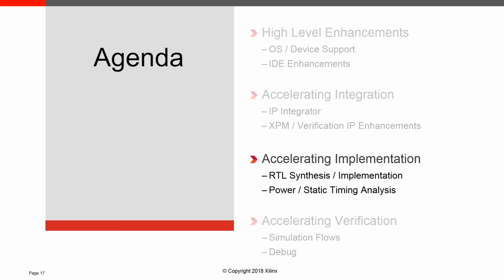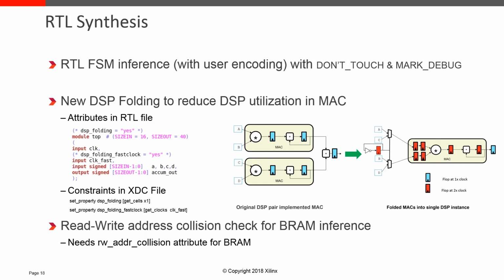On the implementation side, there are several improvements for synthesis in Vivado 2018.1. The tool now infers finite state machines with don't touch or mark debug attributes. In addition, if there are user encodings in the RTL and there is a mark debug or don't touch, the synthesis tool does not change those user encodings.